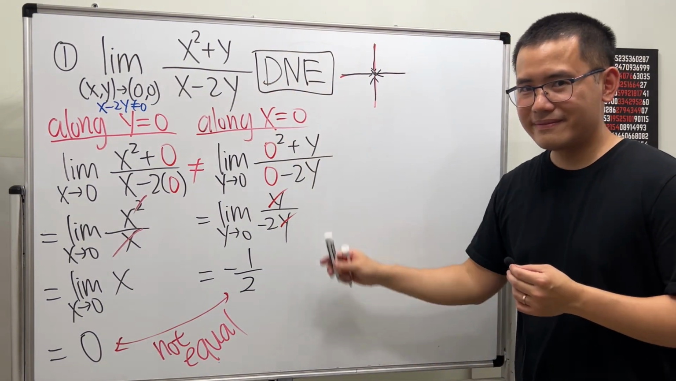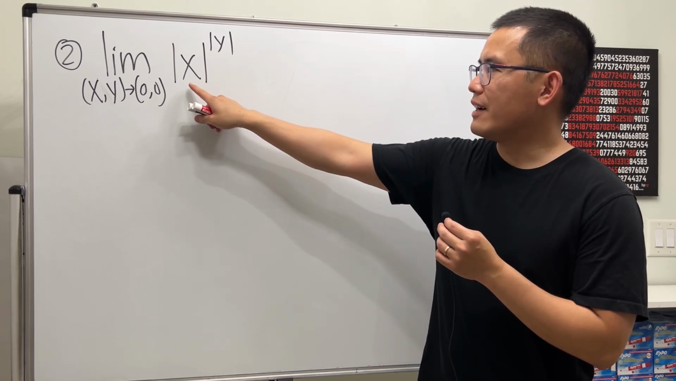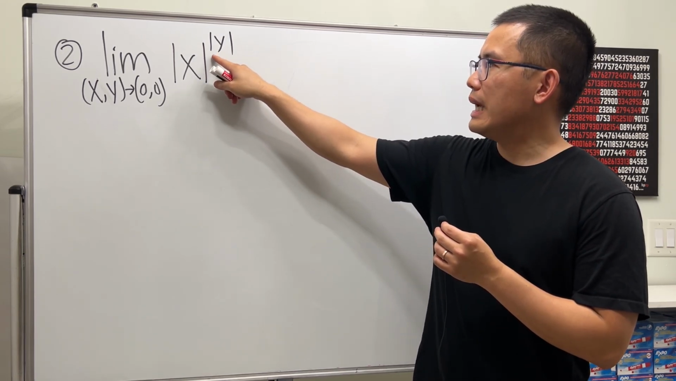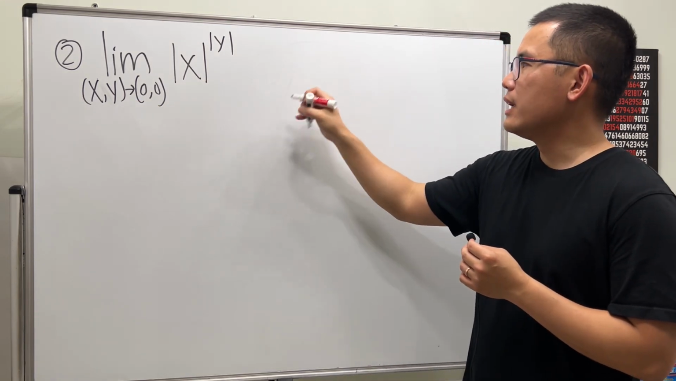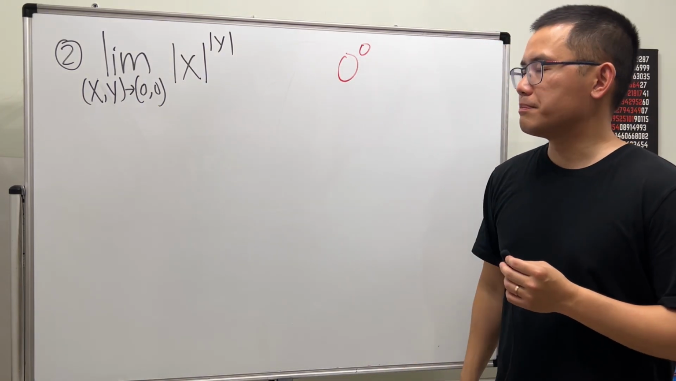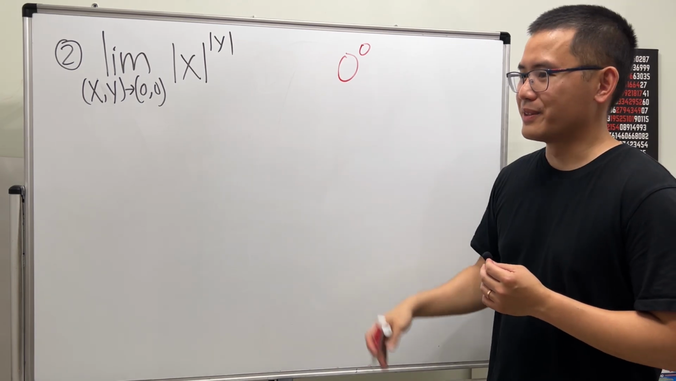Next, we have (x, y) approaching (0, 0), and here we have the absolute value of x raised to the absolute value of y's power. So if you plug in 0, 0 into x and y, you get 0 to the 0's power, which is indeterminate form. The result for this is now 1, alright?